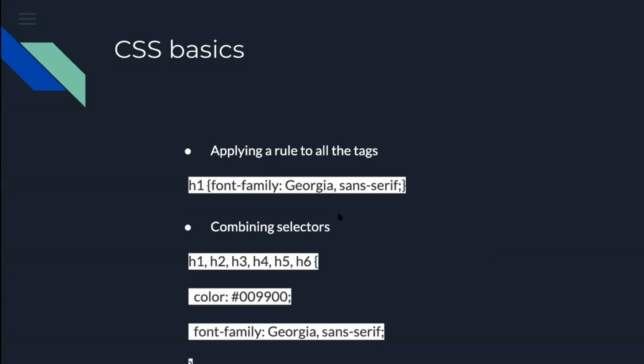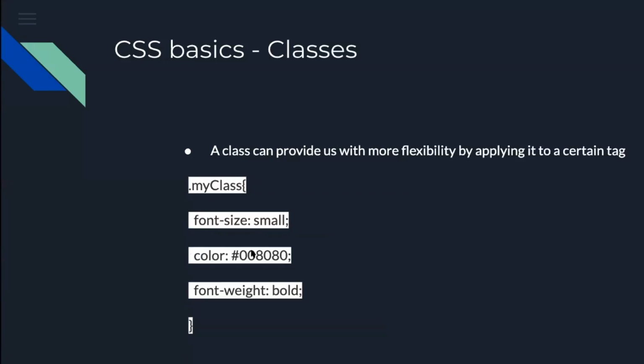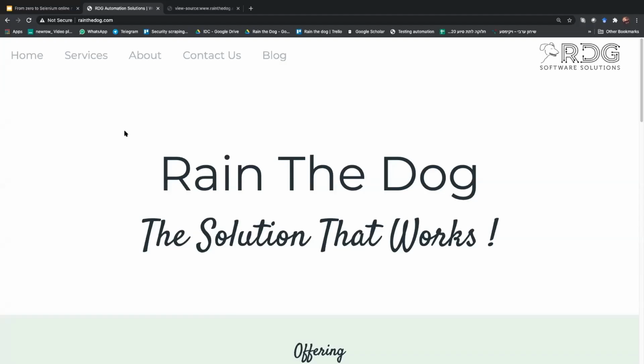Also, as we saw in the body tag, we can apply the same values to all the h1 tags. We can combine selectors by using a comma. This is a CSS class, and this is something that you should pay attention to because we use it a lot when we deal with automation, especially Selenium. Let's start with an example.